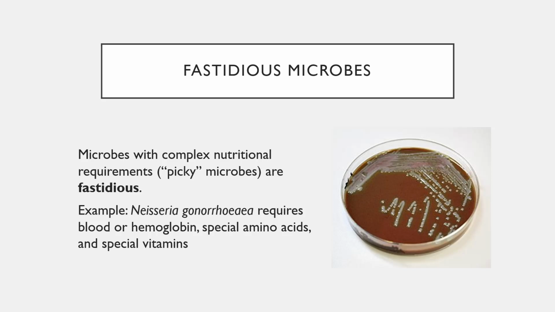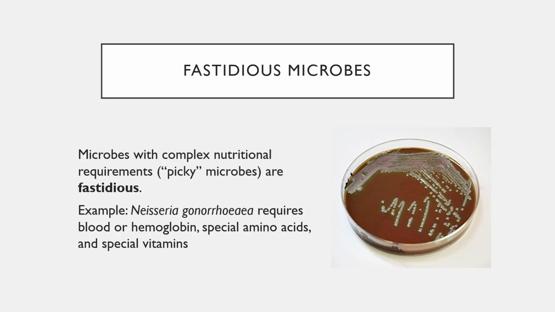Neisseria gonorrhoeae is one of those species. This is the species that causes the venereal disease gonorrhea, and it requires blood or hemoglobin to grow, as well as special amino acids and special vitamins.